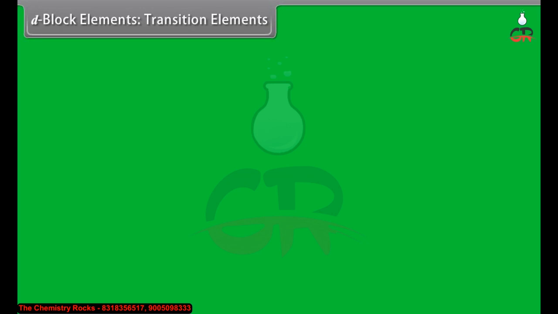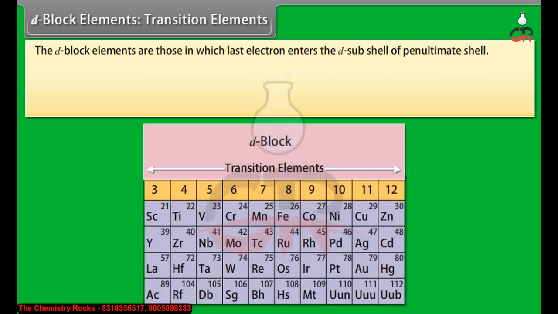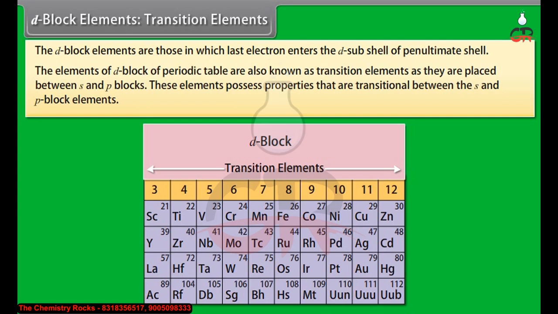D block elements, transition elements. The D block elements are those in which the last electron enters the d subshell of the penultimate shell. The elements of the d block of the periodic table are also known as transition elements as they are placed between s and p blocks. These elements possess properties that are transitional between the s and p block elements.